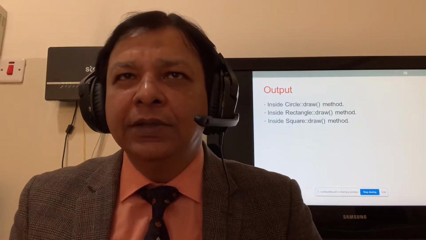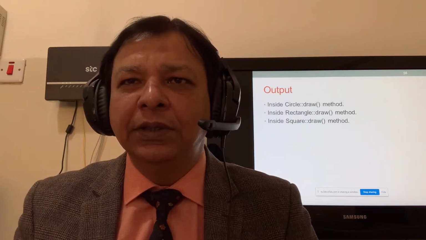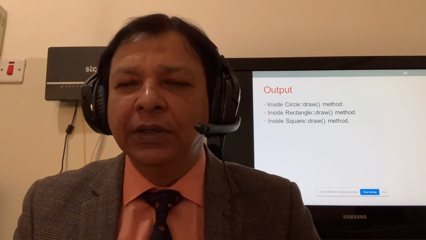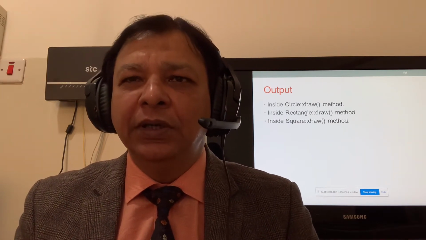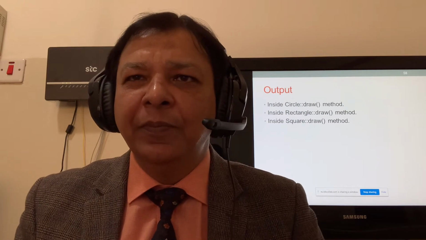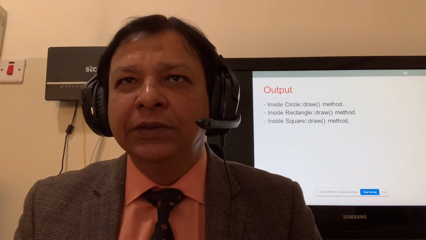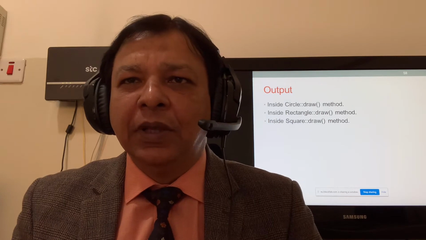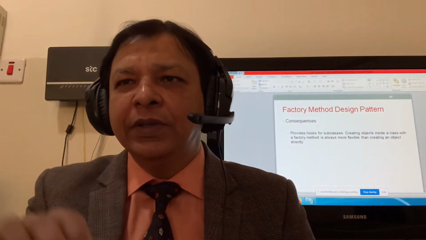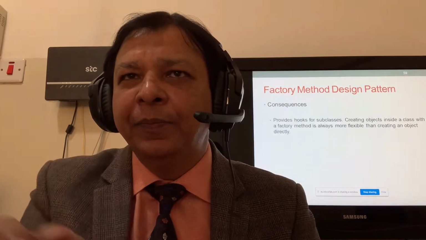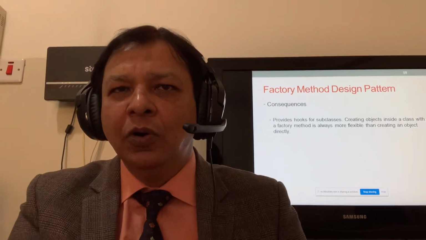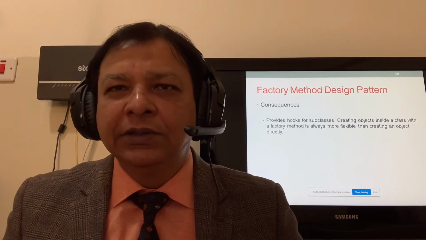So let's see the output. We have inside Circle draw method, inside Rectangle draw method, inside Square draw method. So we implemented the factory pattern using composition, and we use the interface to implement our methods and classes to create objects. Consequences of the factory pattern: it provides hooks for the subclasses.